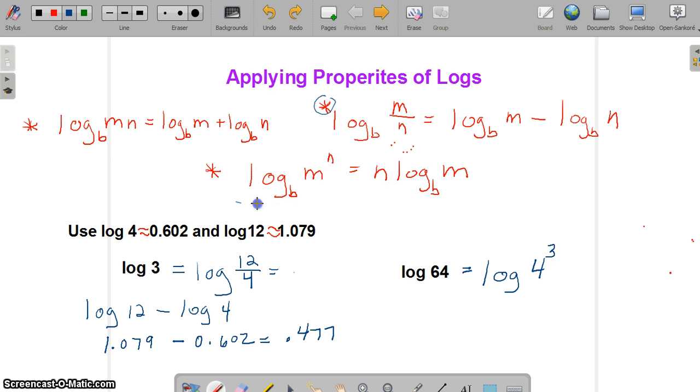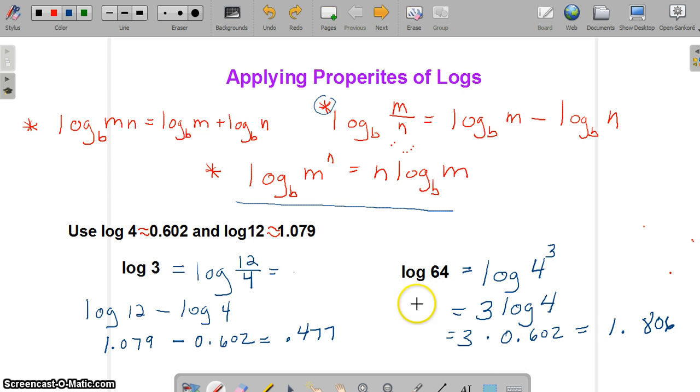Now I can use this property. If I bring that 3 out in front, then I have 3 times log of 4. I know the log of 4 is 0.602. So if I do that multiplication, I get 1.806. So the log of 64 is 1.806, and you can check that on your calculator if you'd like, but I didn't even have to use my log key. I just used this bit of information here. You're going to have several problems like that in your homework to try to figure out, okay?